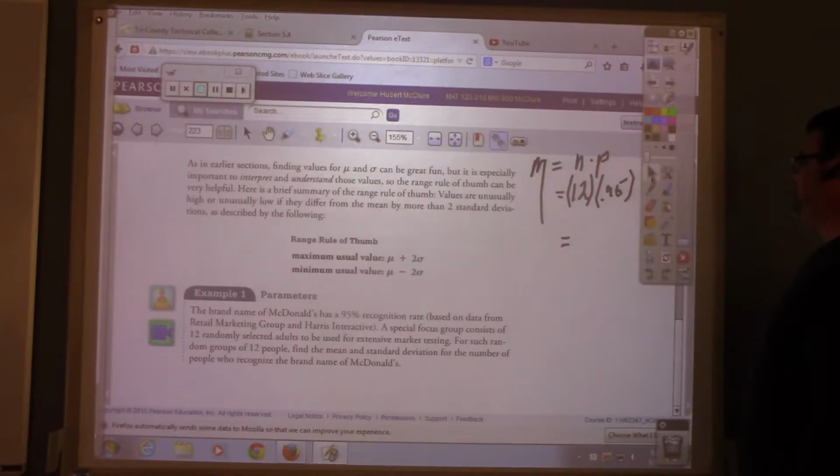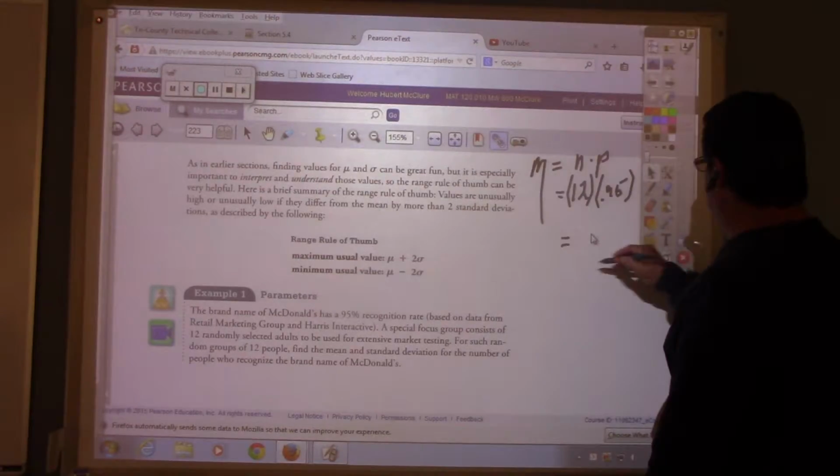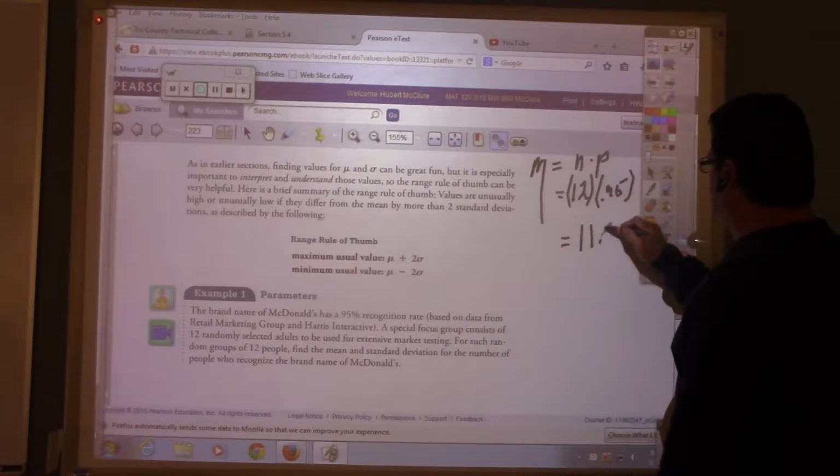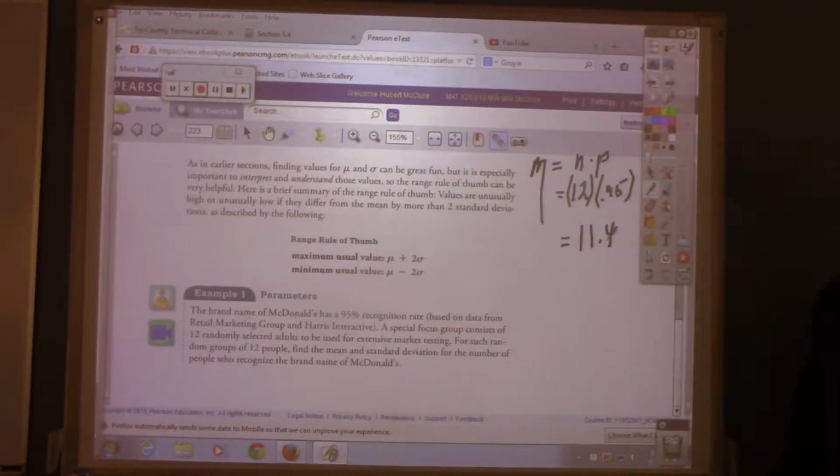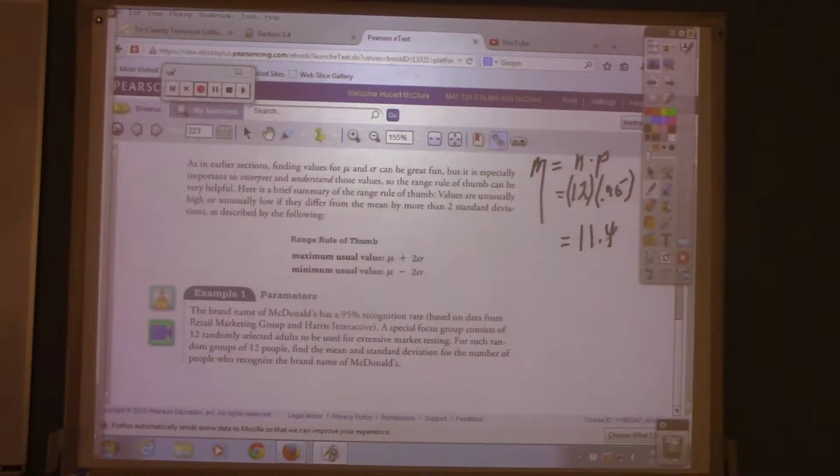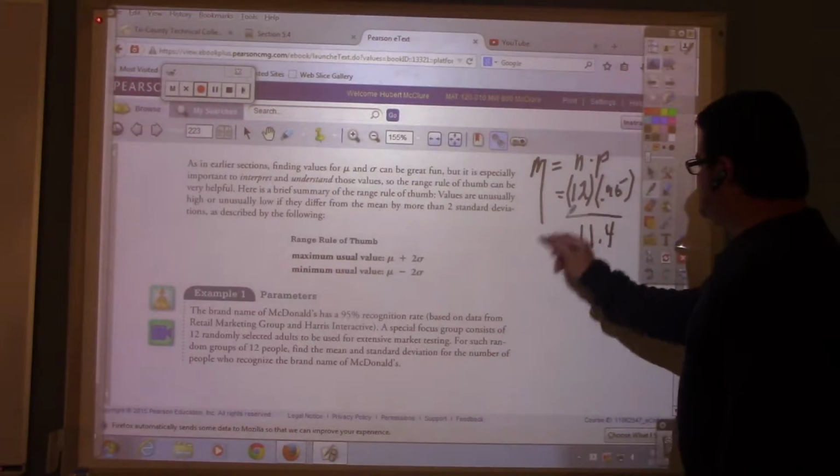Somebody multiply 0.95 times 12. 11.4. Okay, I'm sorry, 11.4. I wasn't taking it away from 12, I was taking it away from 1. You're supposed to take it away from 12. Duh. All right, 11.4. So 11.4 people, that's the mean.